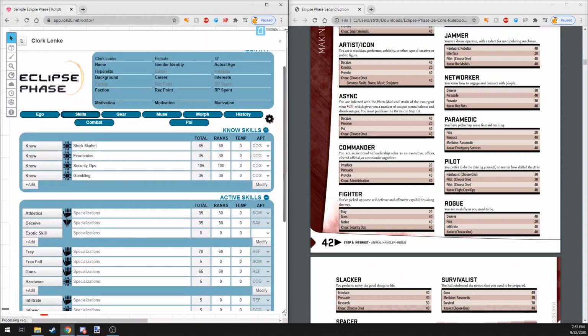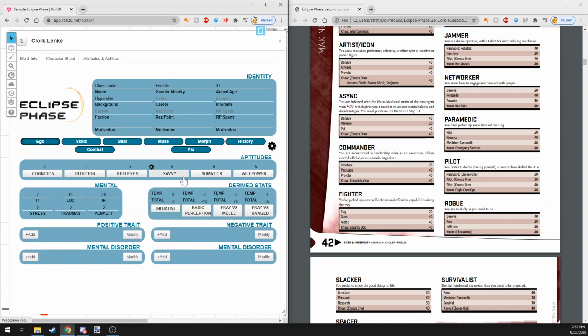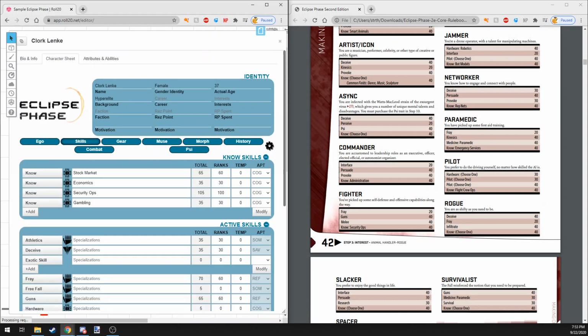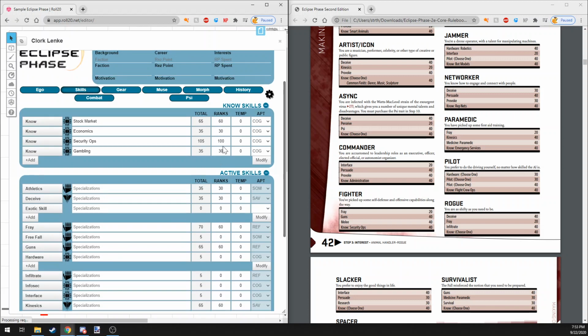Now you might notice that security ops, my total on that brings me up past 105. A rule of the game is that you can't have more than 80 of your combined ranks plus your aptitudes, and we'll cover aptitudes later. If while you're choosing your skills you would have more than 80 combined, you subtract the difference, which is 105 minus 80, that's 25. So this goes down to 75, and you get to place those points elsewhere.